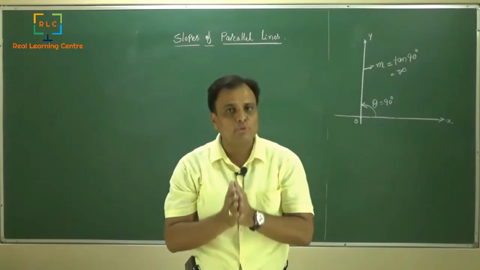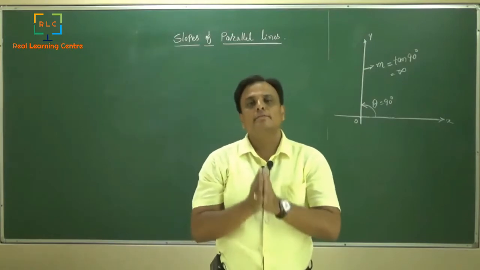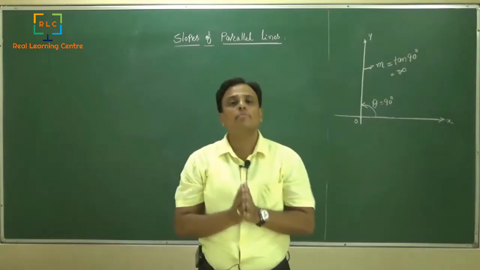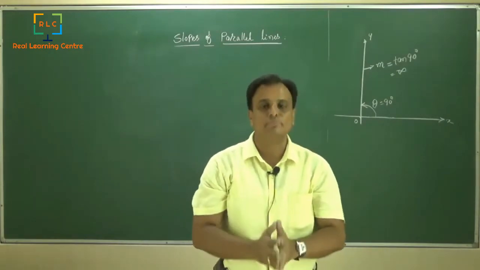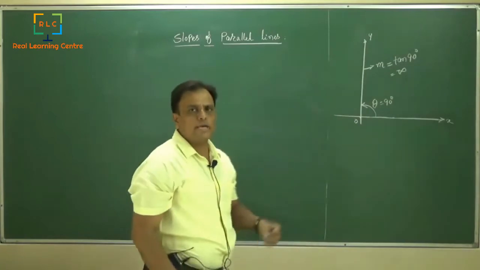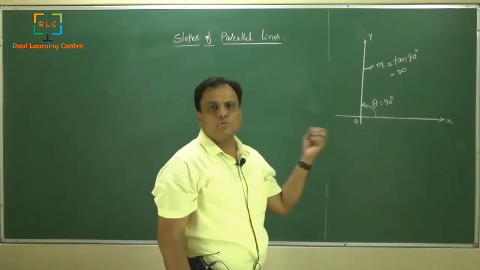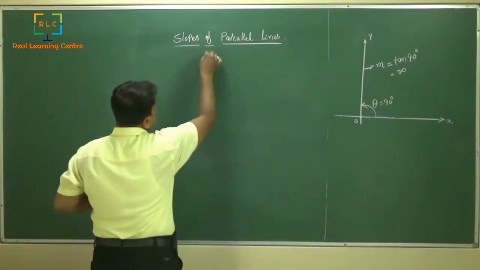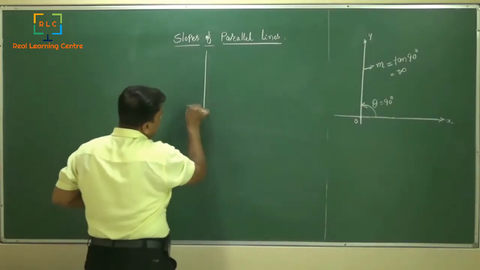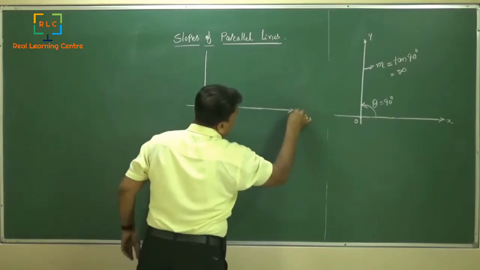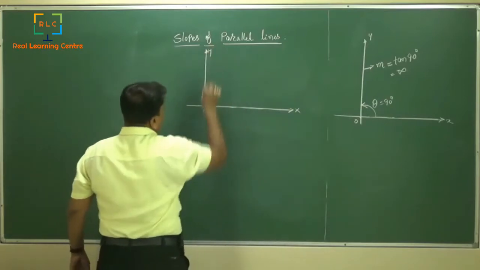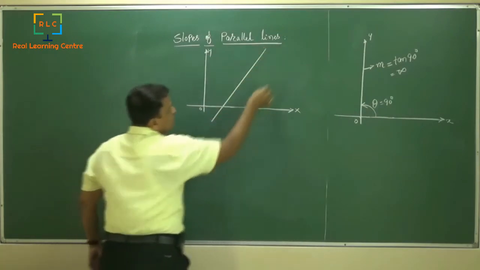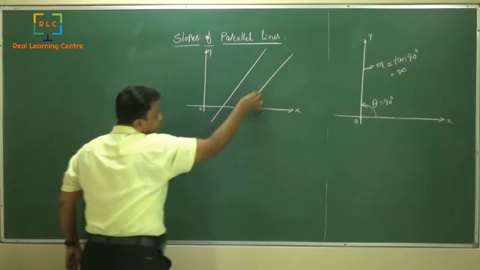Suppose M1 and M2 are the slopes of the lines. These lines will be parallel only if M1 and M2 are equal, that is M1 is equal to M2. So let us draw a small diagram to explain how to find the slopes of parallel lines. Here, let us take two parallel lines, line 1 and line 2.